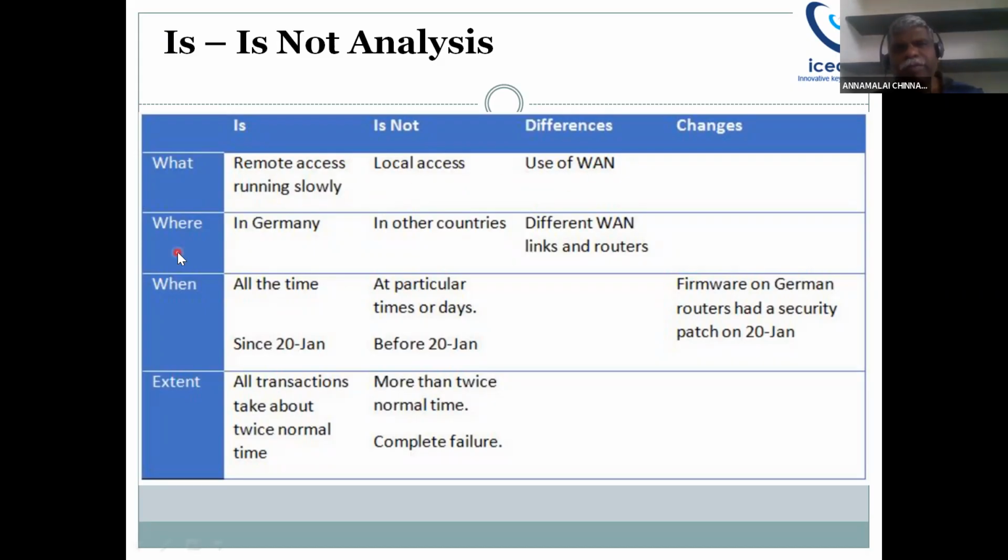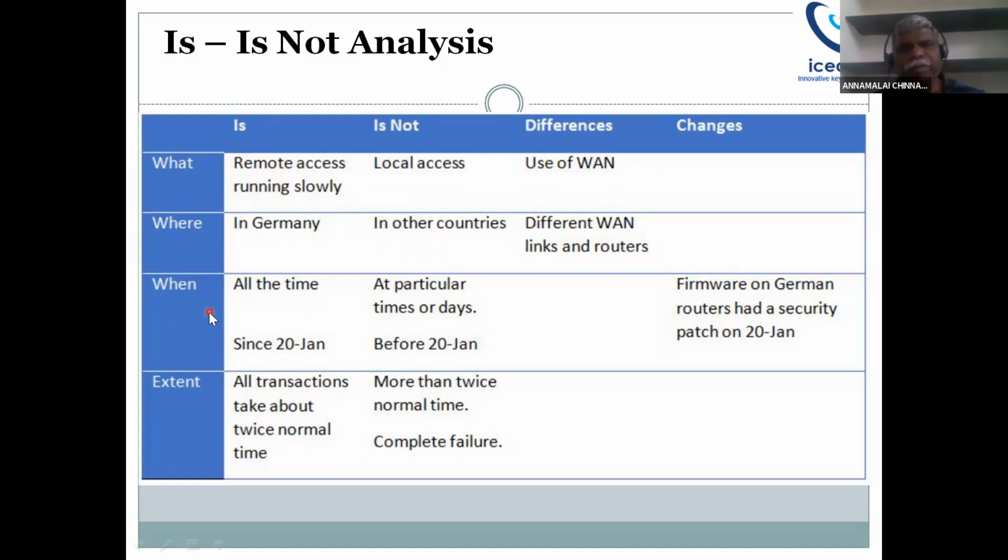So where is the problem? When the remote access is tried from Germany, then that is a problem. But if the access is done from other countries, then that is not a problem. Then what is the difference between the access from Germany and from other countries? Maybe different WAN links and routers are there. For Germany, different links and routers are there when compared to the other countries.